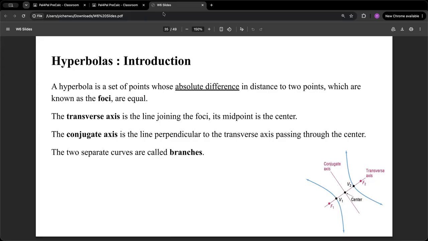The conjugate axis is the line perpendicular to the transverse axis. The transverse axis has the foci and also the center and also the vertices. The vertices are the points closest to the center, like over here, as you can see. The conjugate axis is just perpendicular to the transverse axis and also passes through the center. So that's that.